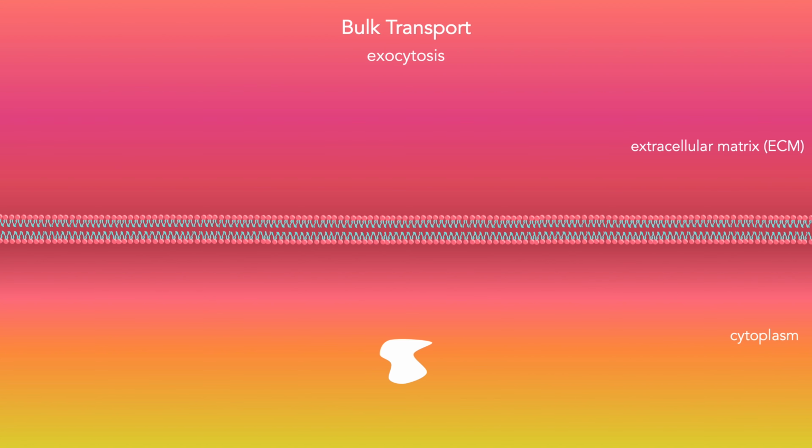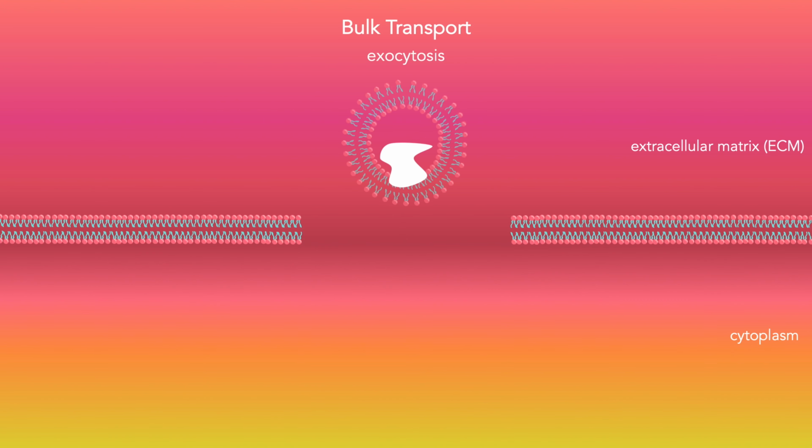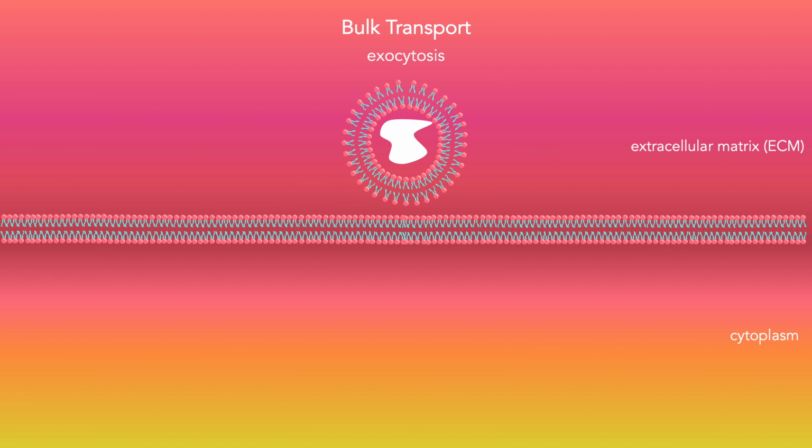Now, we will talk about exocytosis. Exocytosis is when substances are removed from the cell using vesicles. To remember exocytosis from endocytosis, think of the X in exocytosis as exit.